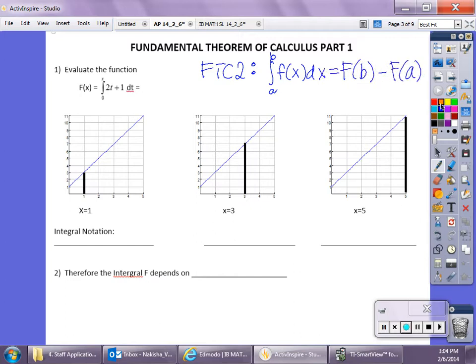So now we're going to learn part 1. Part 1 is kind of interesting. I'm going to start you off with a little mini lesson where we're going to shade some area. So the first guy right here, you'll notice there's no value up top. It's an x. So I'm just going to look at the fact that it says the function of x, but then the integral says t and dt.